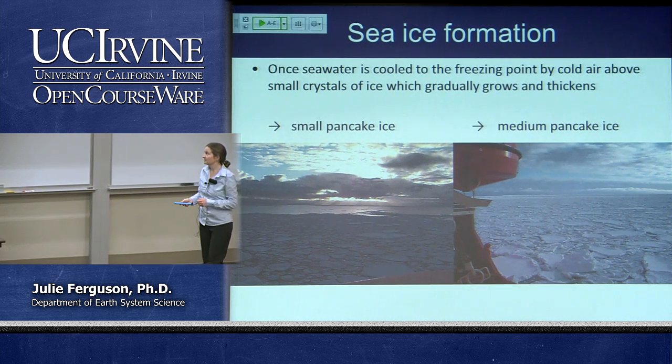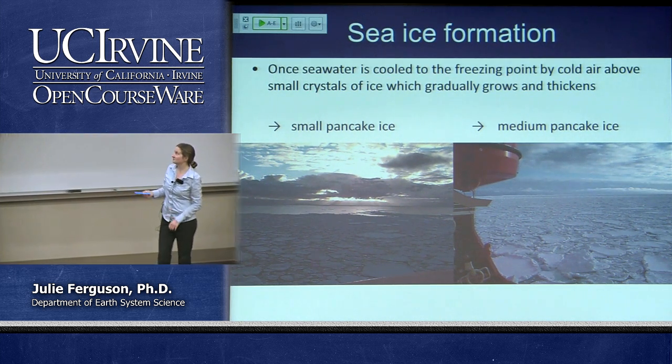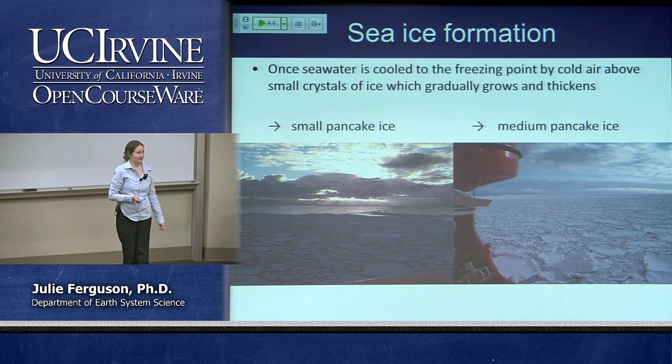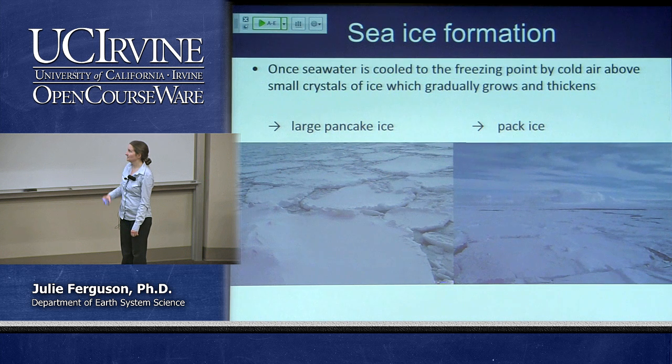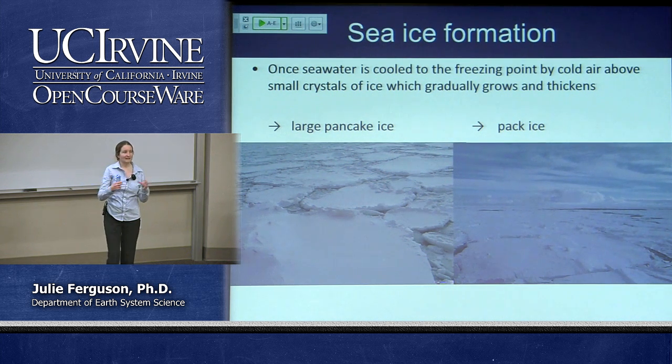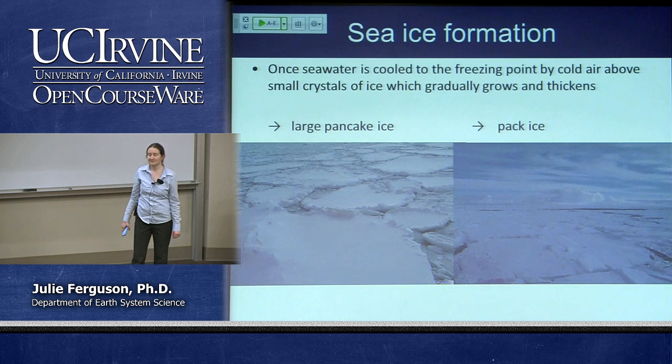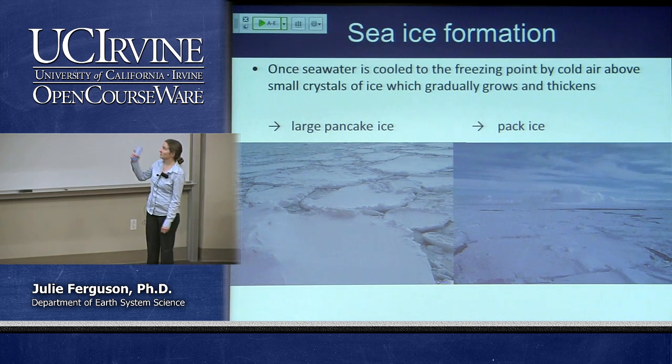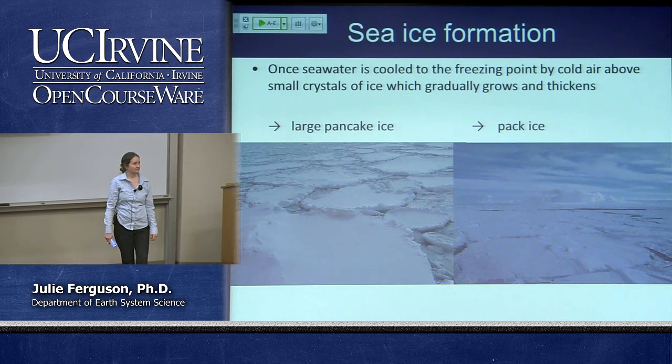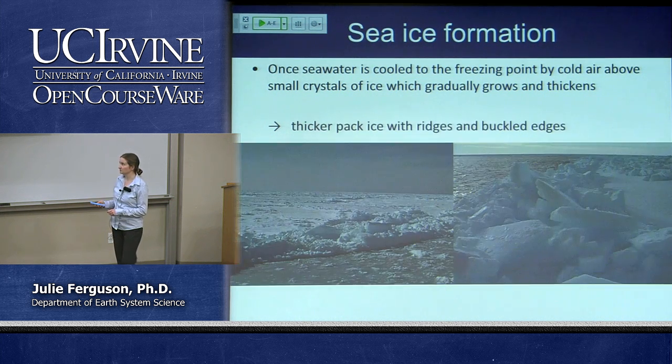Okay? So yes, unsurprisingly, after small pancake ice and medium pancake ice, as it's colder and more developed, we get large pancake ice, okay? And eventually that large pancake ice joins together and forms something that we call pack ice, okay? So these are the chain of development of our sea ice. And you'll see these at different points in different parts of the Arctic at different times, okay?